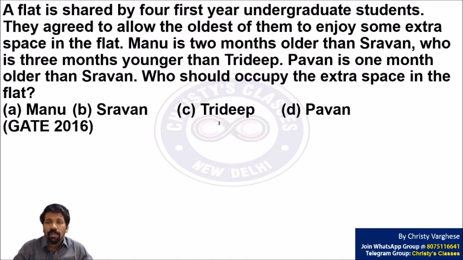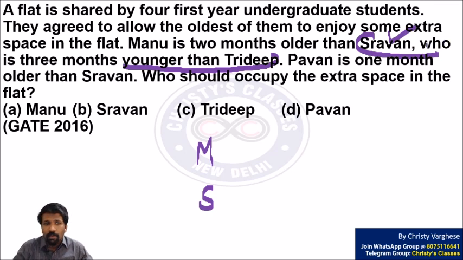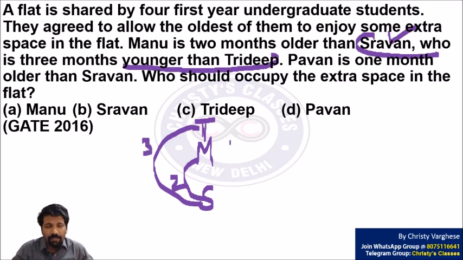Manu was 2 months older than Shravan. So Manu above Shravan. Who was 3 months younger than Trideep? Who was means Shravan is 3 months younger than Trideep. Yeah, the comma, Shravan, comma, who is means definitely it is telling about Shravan itself. Shravan is 3 months younger than Trideep means Trideep will be above Manu also. Why? Shravan and Manu have 2 month age difference, Shravan and Trideep have 3 month age difference. That is why Manu should be below Trideep according to the age.